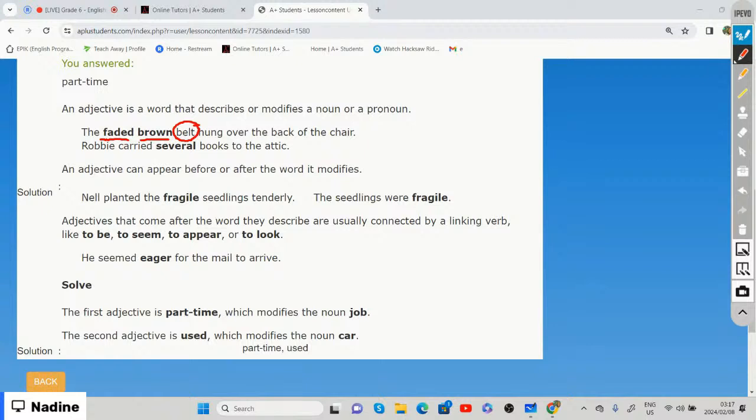It tells us more about the belt, or what kind of belt, or it modifies the belt. In this case, it's saying faded brown belt. It's like asking what kind of belt. So with adjectives also, right? With adjectives, you need to ask the question, what kind? And you need to ask the question, how many?